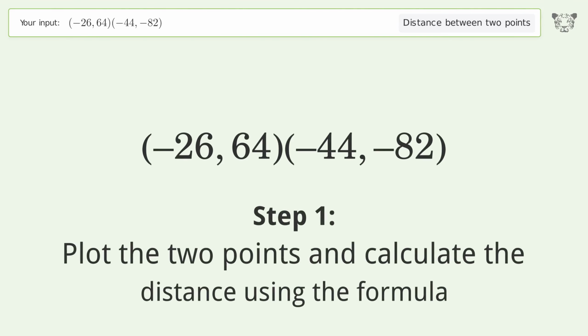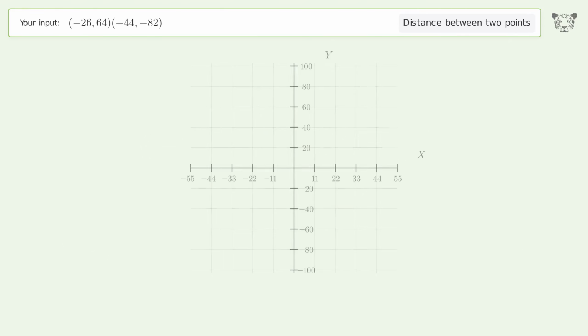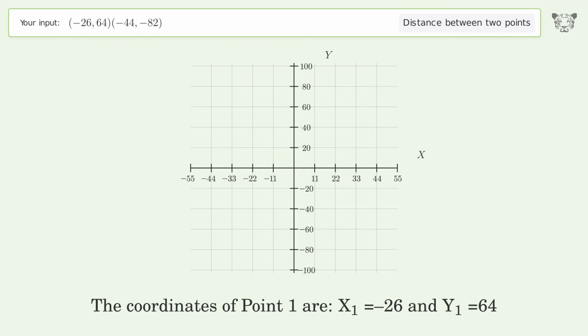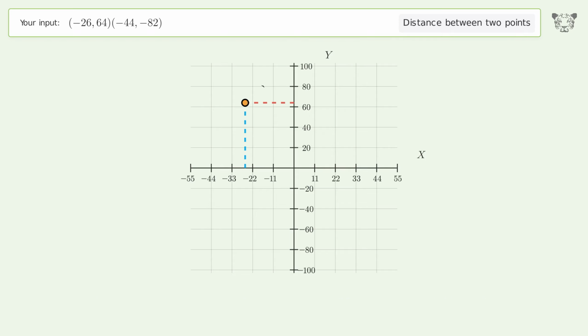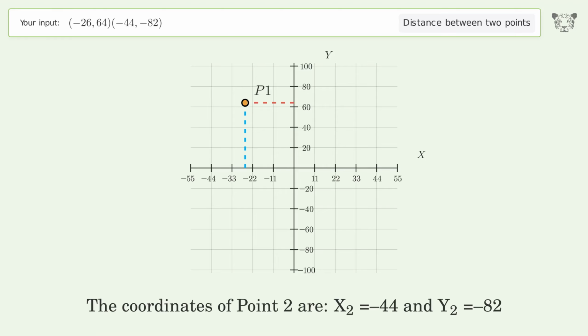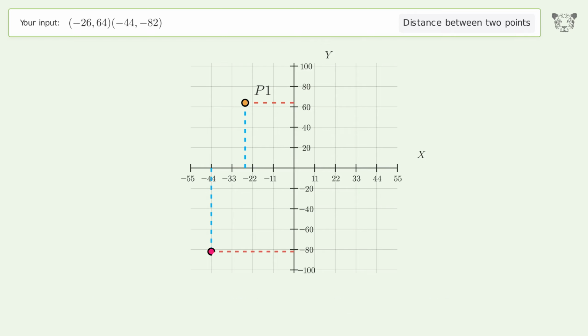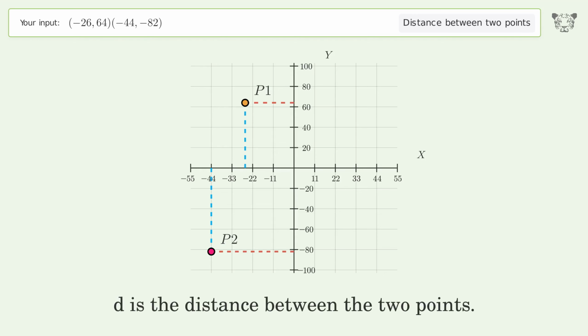Plot the 2 points and calculate the distance using the formula. The coordinates of point 1 are x1 equals negative 26 and y1 equals 64. The coordinates of point 2 are x2 equals negative 44 and y2 equals negative 82. D is the distance between the 2 points.